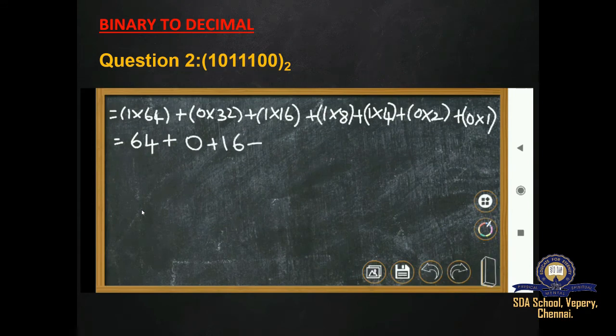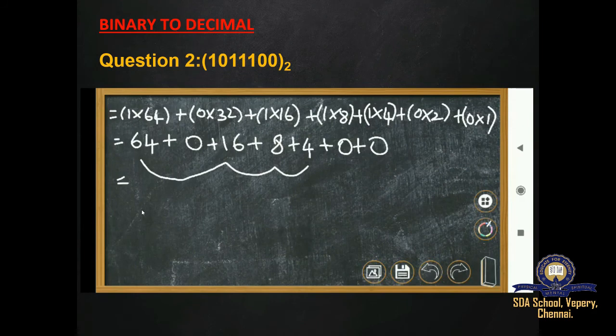1 into 64, that is 64, plus 32 into 0 we get 0, plus 16 into 1 we get 16. 1 into 8 we get 8. 1 into 4 we get 4. 0 into 2, 0. 0 into 1, 0. Now we are going to add these numbers. This is our fourth step. 64 plus 16 plus 8 plus 4. The remaining will be 0. So this gives us the answer 92. 92 is the decimal number.